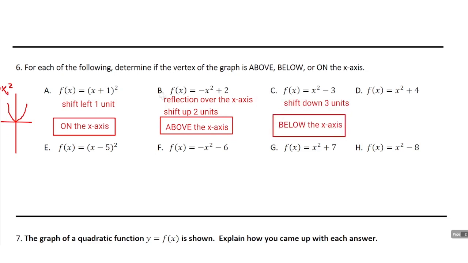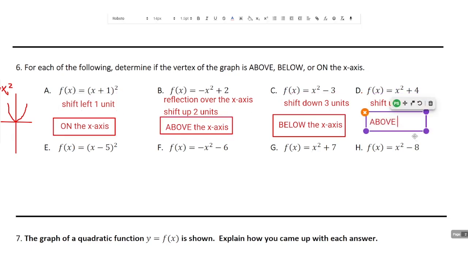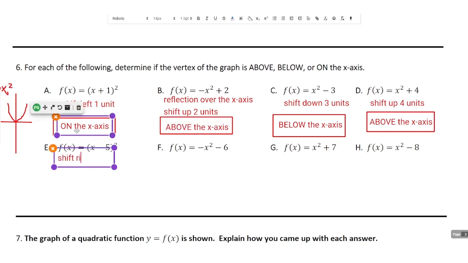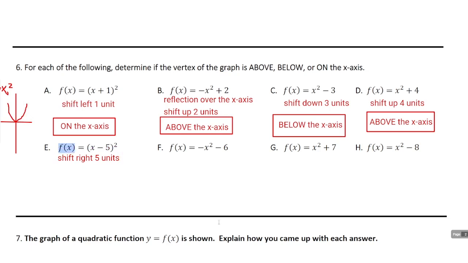Part D has x squared plus 4. That's going to be a shift up 4 units. And so the vertex would be above the x-axis. Letter E says x minus 5 squared. That's going to be a shift to the right 5 units. And so since it's shifting to the right 5 units, the vertex will remain on the x-axis.